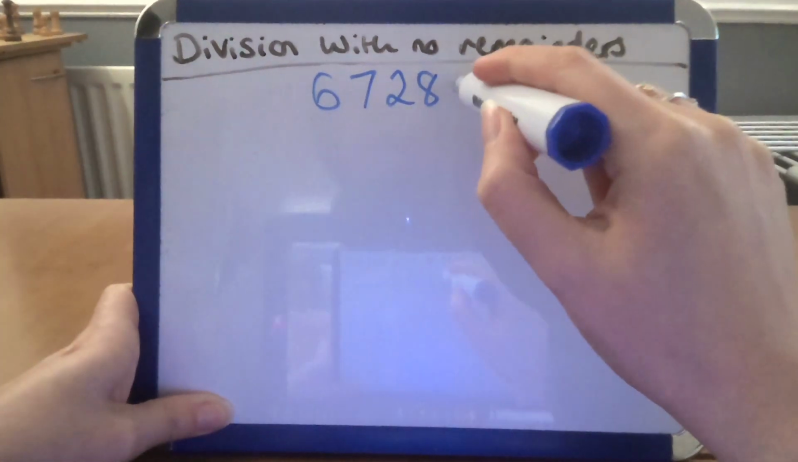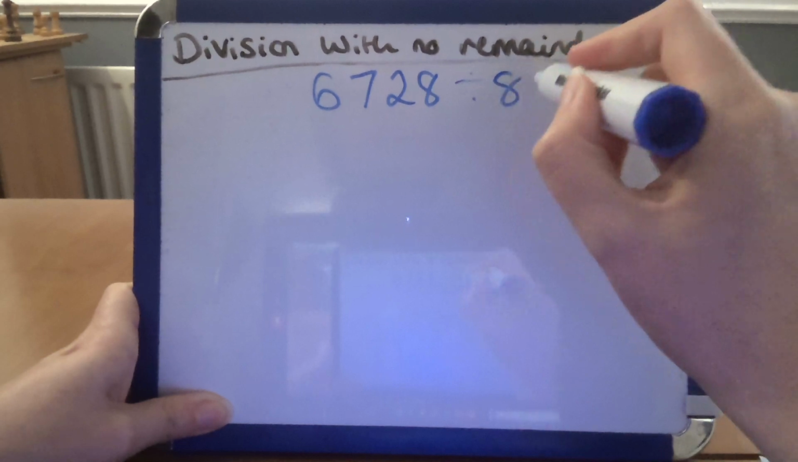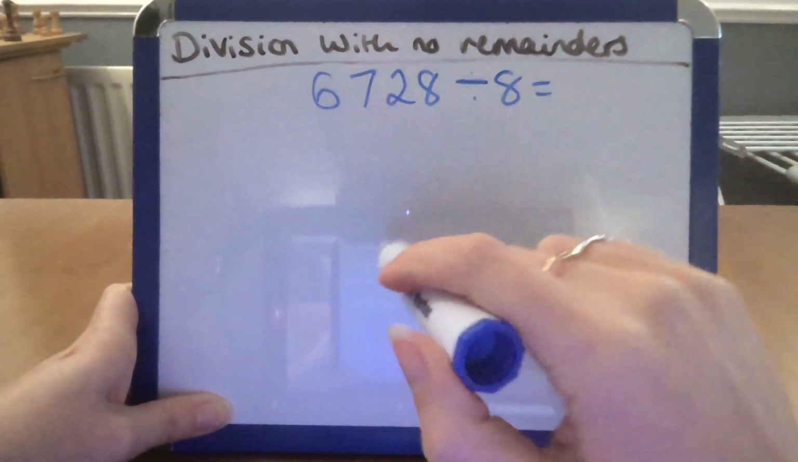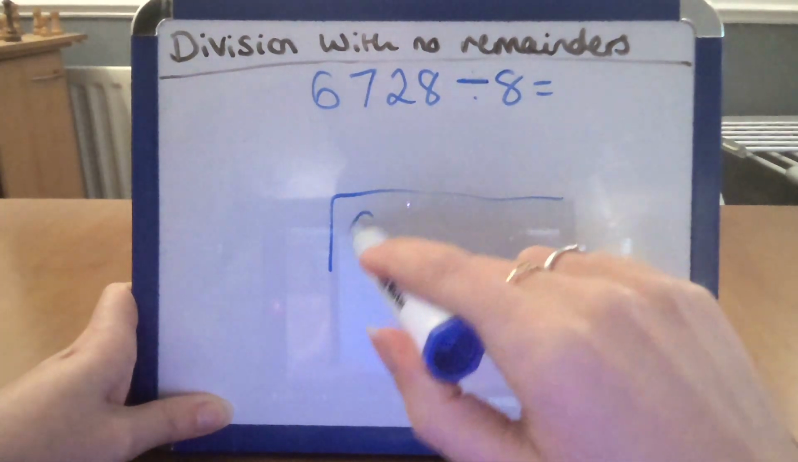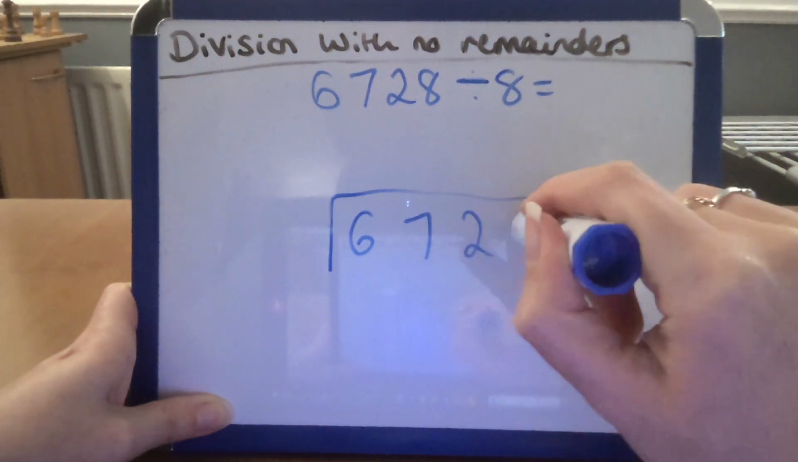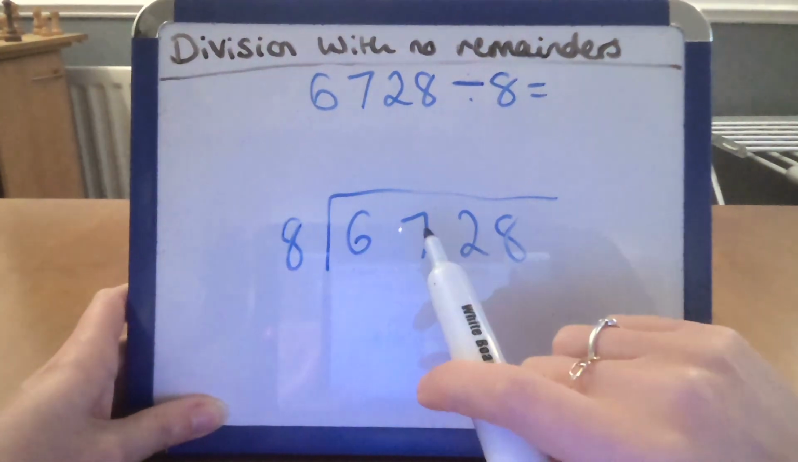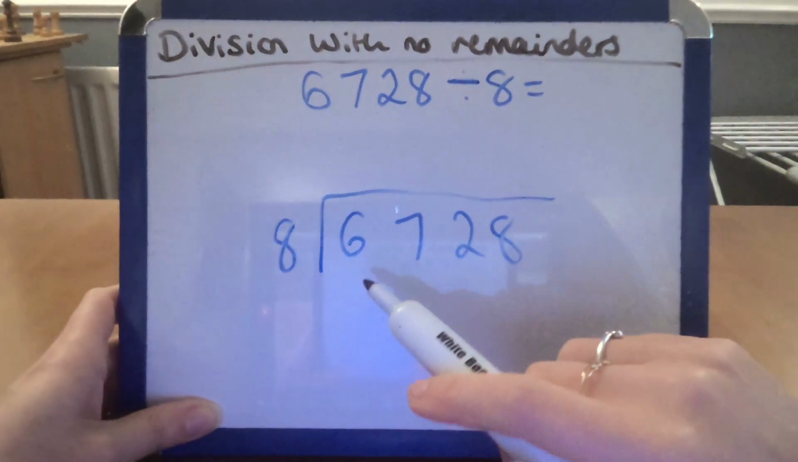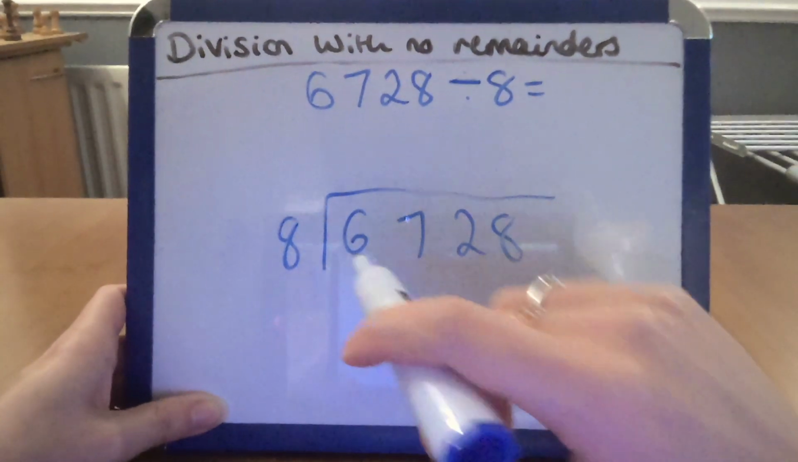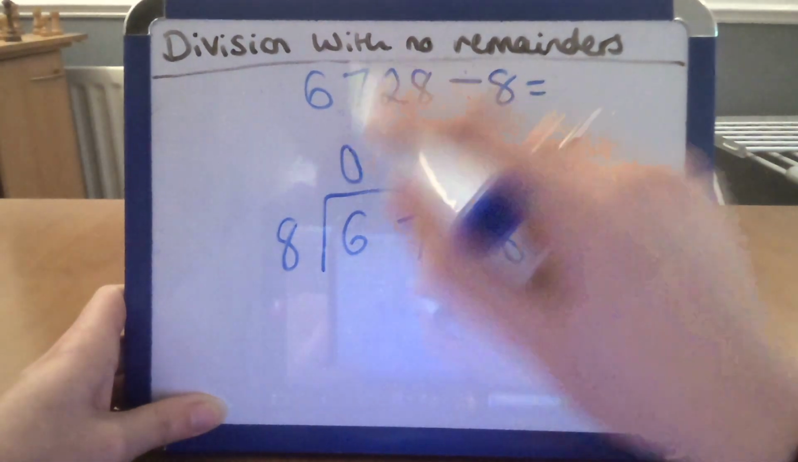Okay, so my next question is 6,728 divided by 8. I draw my bus stop. I put my number inside. And the second number goes on the outside. We work left to right. So how many times does 8 go into 6? 0.